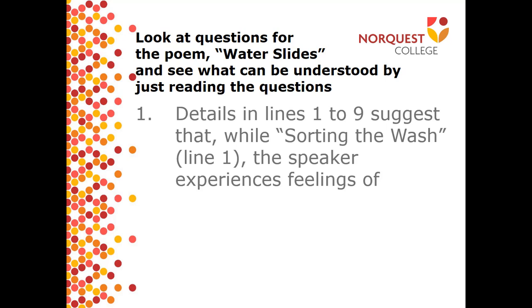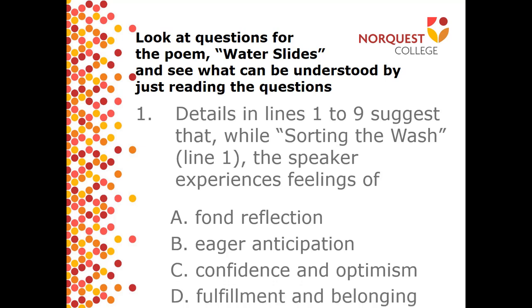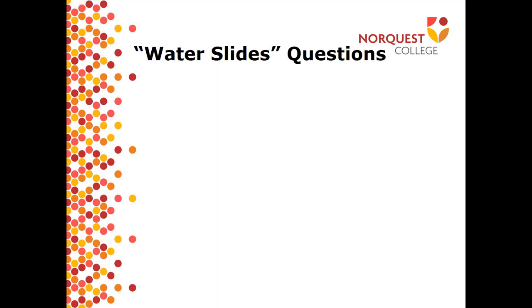Details in lines 1 to 9 suggest that while sorting the wash, line 1, the speaker experiences feelings of A. Fond reflection, B. Eager anticipation, C. Confidence and optimism, or D. Fulfillment and belonging.